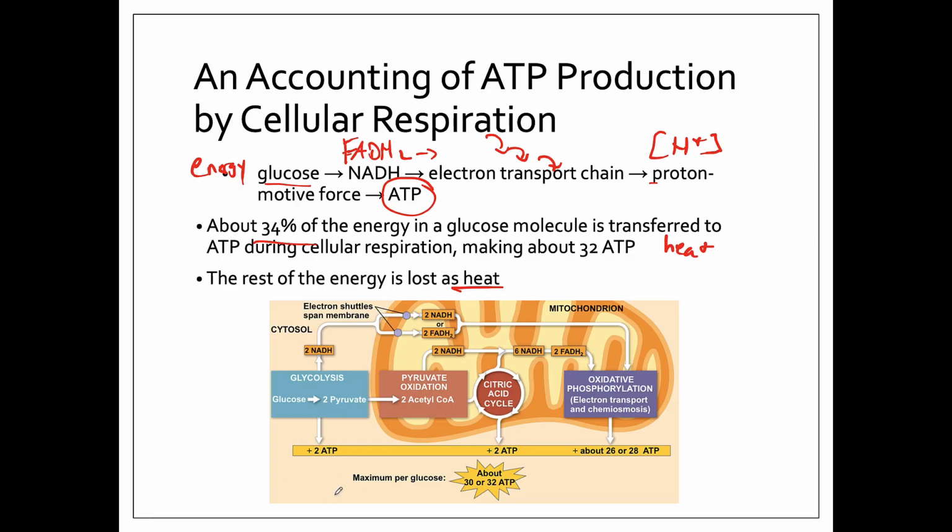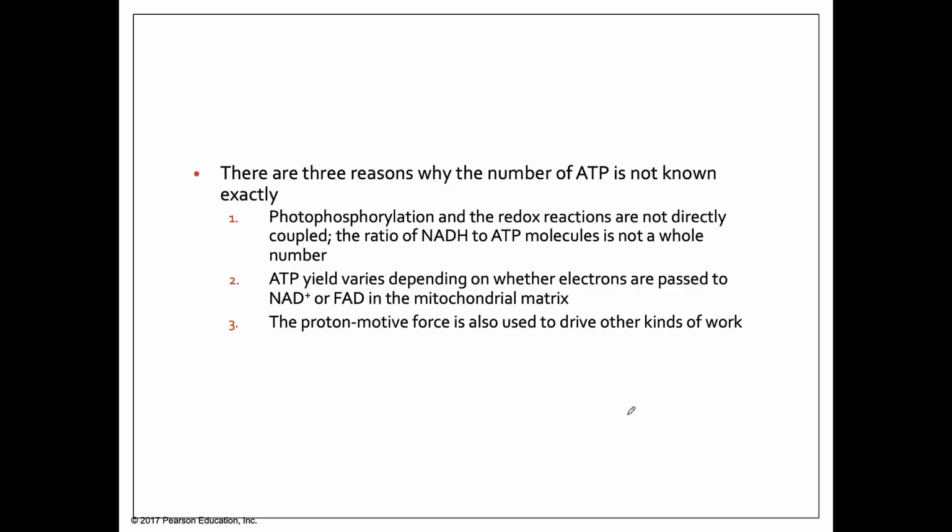So down here you can see the kind of total accounting. Glycolysis is going to make a net of 2 ATP. The citric acid cycle makes a total of 2 ATP per glucose. And then oxidative phosphorylation, which consists of the electron transport chain and chemiosmosis, makes about 26 to 28 ATP. And this is an approximate number, again, because this is a very indirect process. It's not quite as simple as just plucking a phosphate and sticking it on an ADP. Because it goes through so many steps, the number of ATPs can actually vary a little bit.